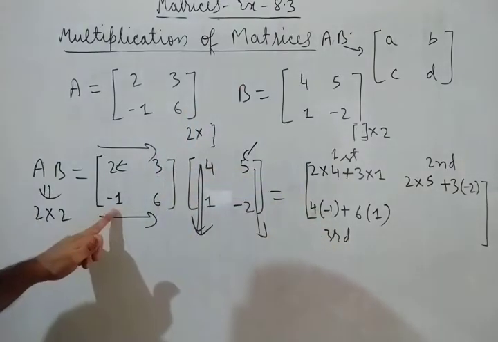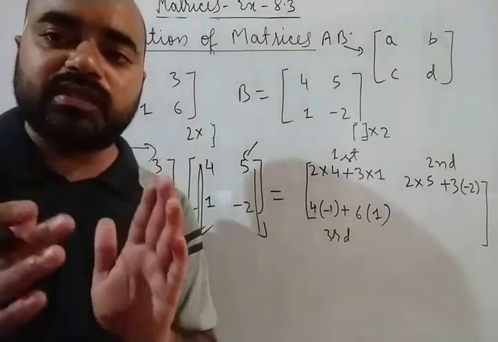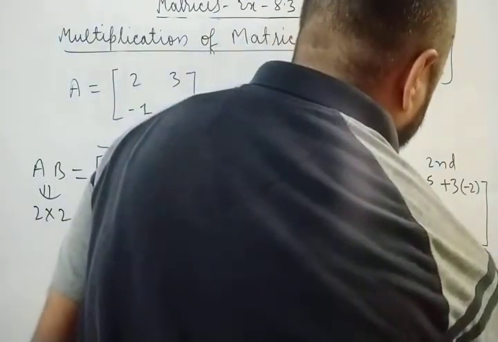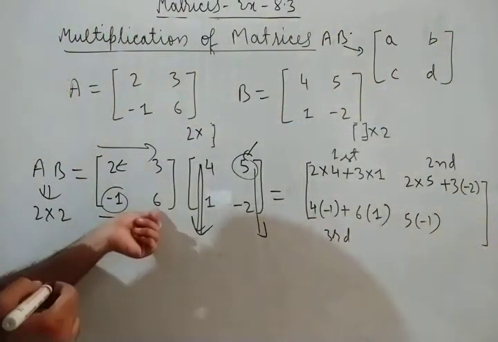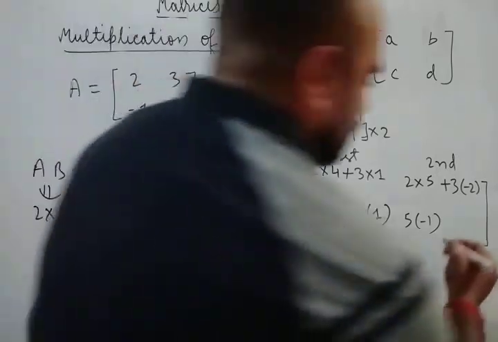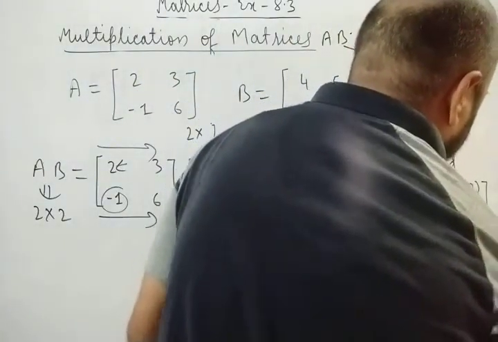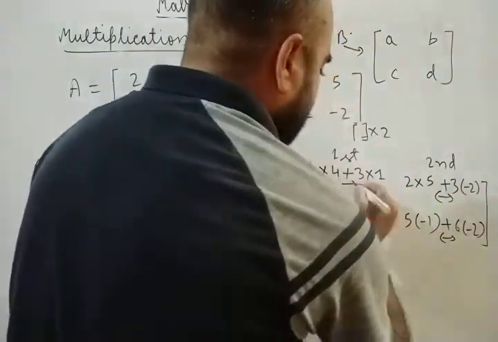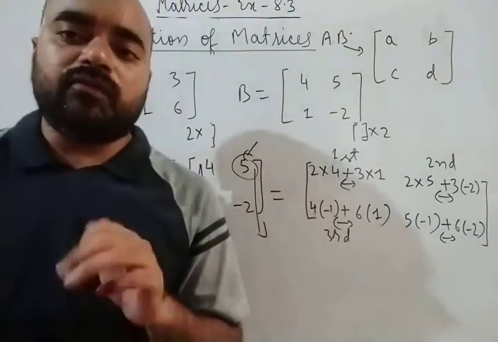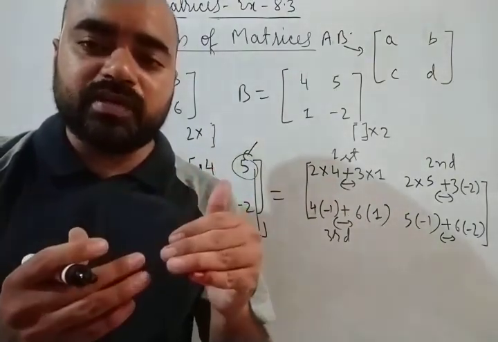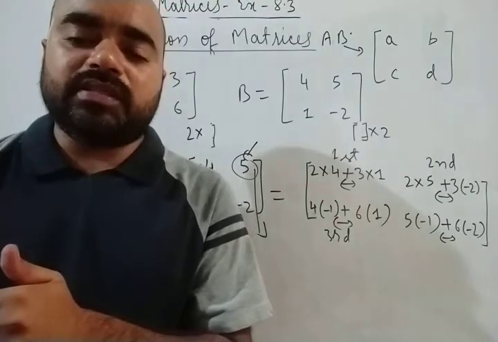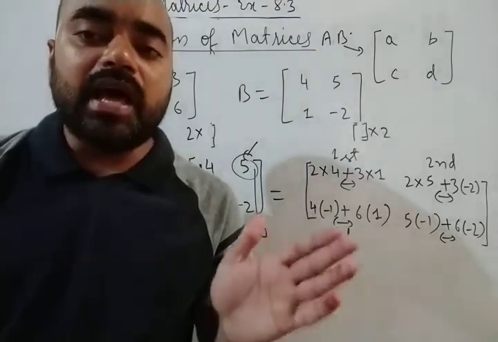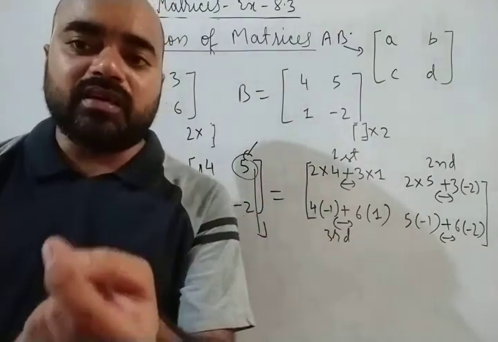Take the corresponding elements, first into first, second into second. It means minus 1 into 5, that is 5 into minus 1, and then the second element, 6 into minus 2, plus 6 into minus 2. Why have I done this plus? I am taking plus since, as I already told you, we take a row of the first matrix and a column of the second matrix. Row and column are multiplied, corresponding elements are multiplied and added to obtain a single element.